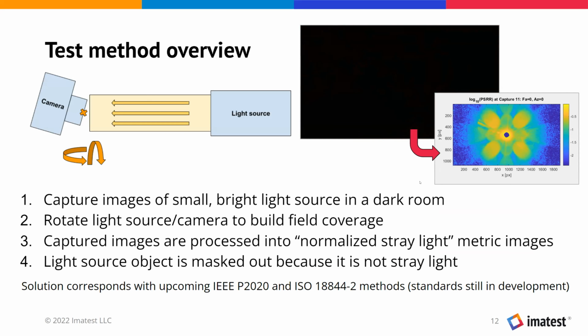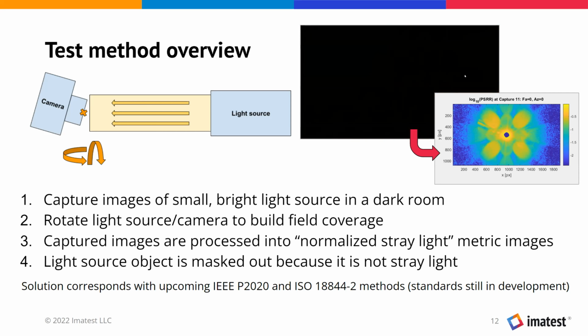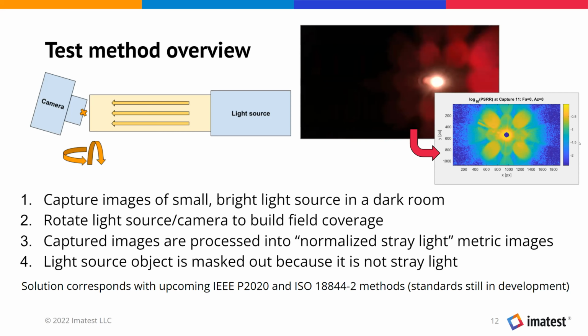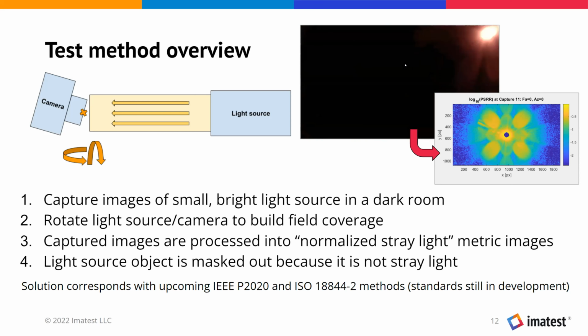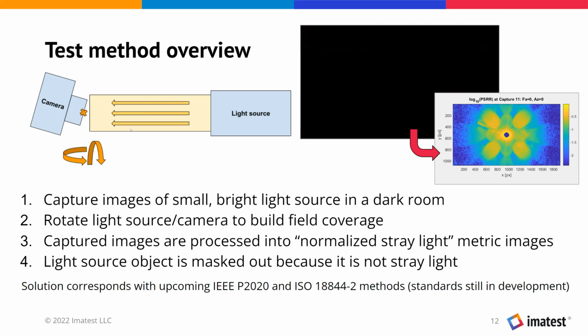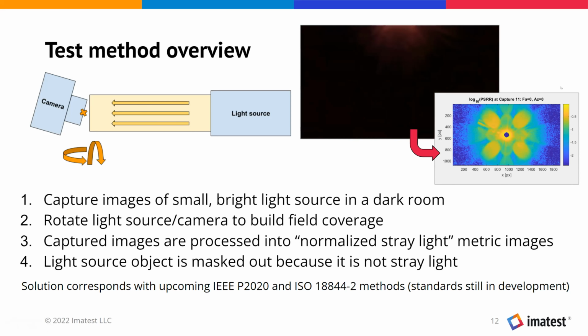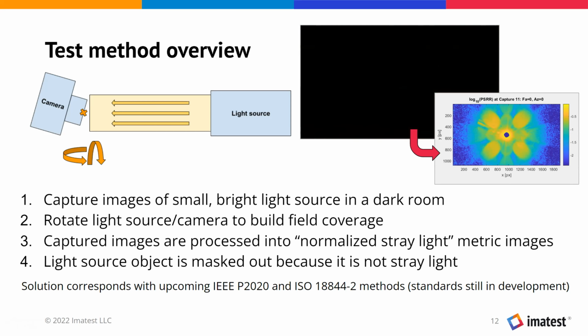In these metric images, you mask out the light source object itself, or the main projection of the light source, because ideally that's all the camera should see. If you're pointing your camera at the sun, ideally it should just see a circle that is the sun, but in effect you'll see a lot of blooming and a lot of flare, and that's what we're trying to measure here. This method of stray light testing is meant to correspond with the upcoming standards, IEEE P2020, and there's a new ISO 18844 method being developed.